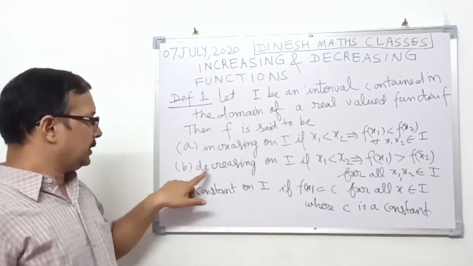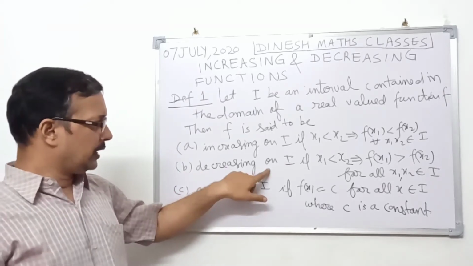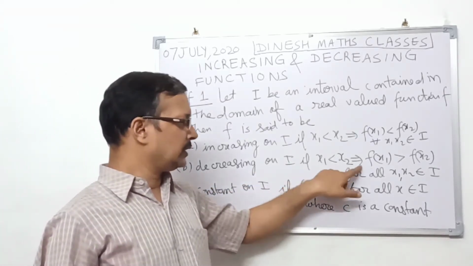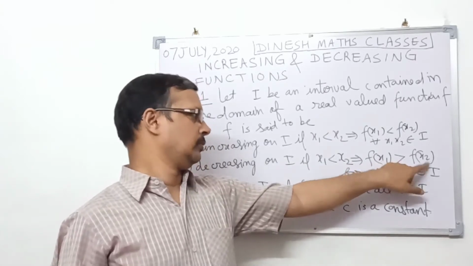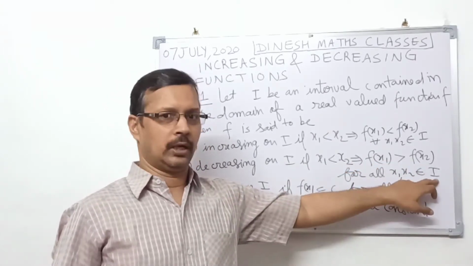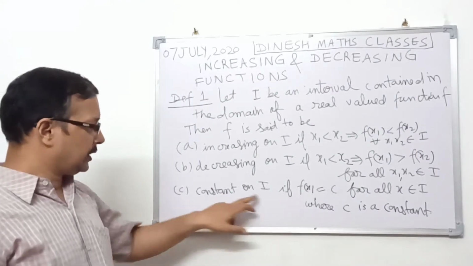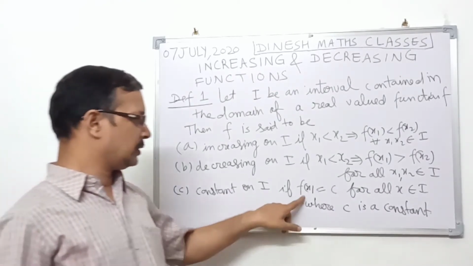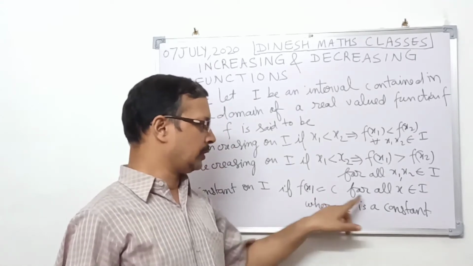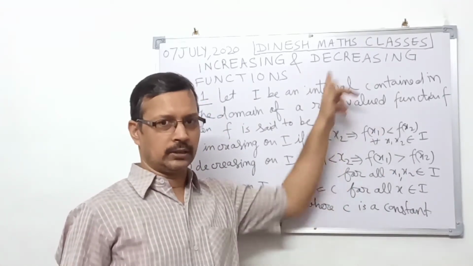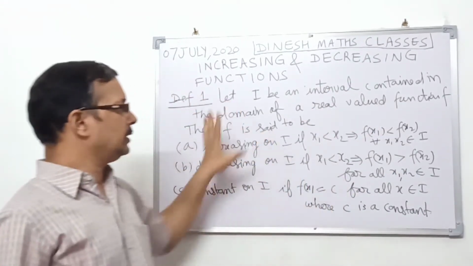Second part is decreasing on I: f is decreasing on I if x1 less than x2 implies f(x1) is greater than f(x2) for all x1, x2 belonging to I. And third part is f(x) is a constant on this interval I if f(x) is equal to some constant c for all x belonging to I. So these are the three parts of increasing and decreasing functions.